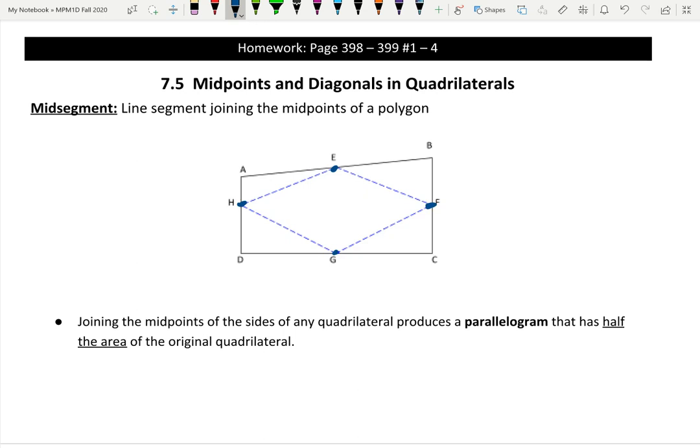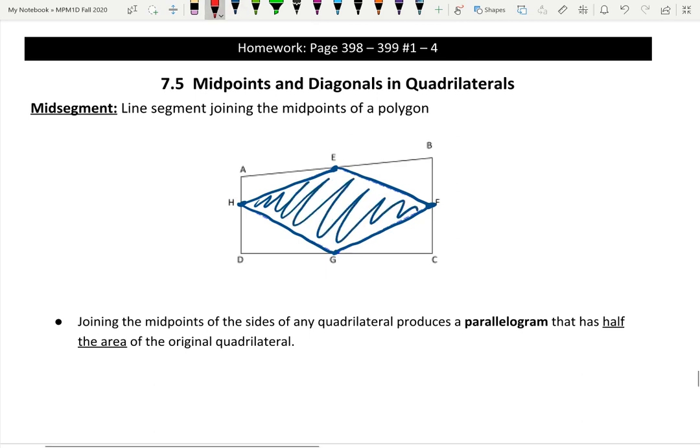So joining the midpoints of the sides of a quadrilateral produces a parallelogram that is half the area of the original quadrilateral. So now when we join the midpoints, we create this parallelogram. So this area inside is half the area of the entire quadrilateral.